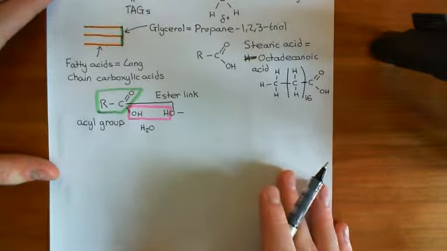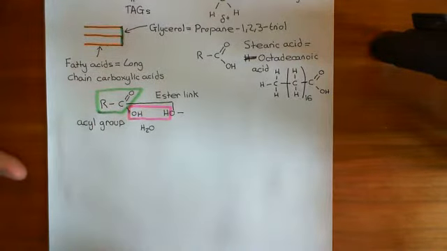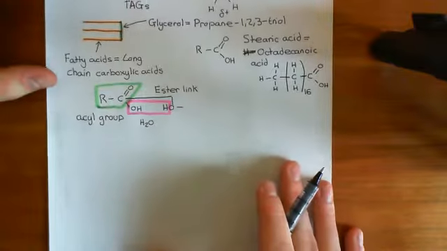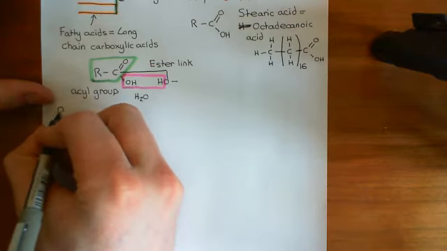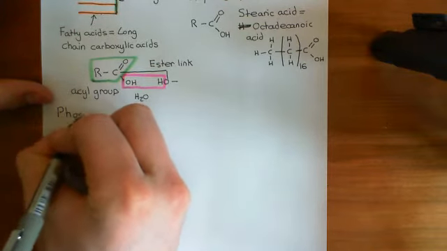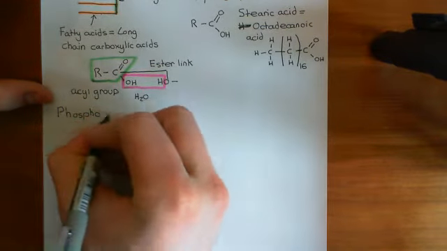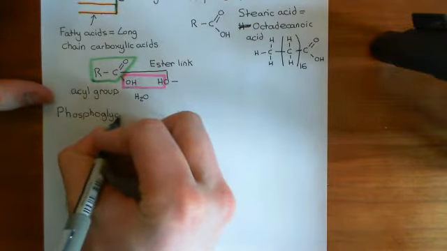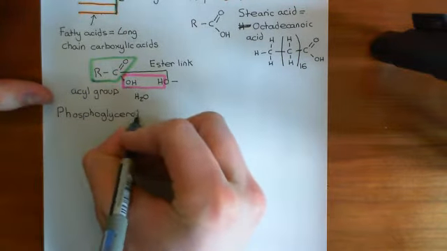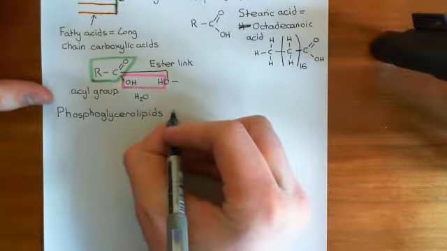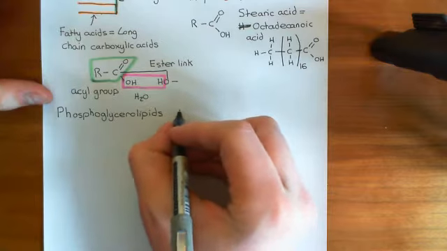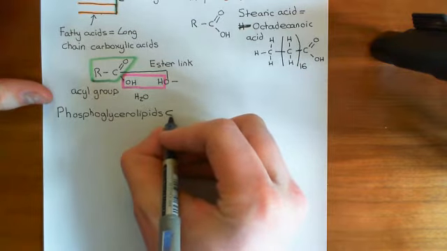Okay, right. So that's triacyl glycerols covered. What we now want to move on to is the next lipid molecule that we're going to discuss a lot in this video. The next type of lipid molecule I want to discuss is what's known as a phosphoglycerolipid. Phosphoglycerolipids are all examples of a broader category of molecules known as phospholipids.